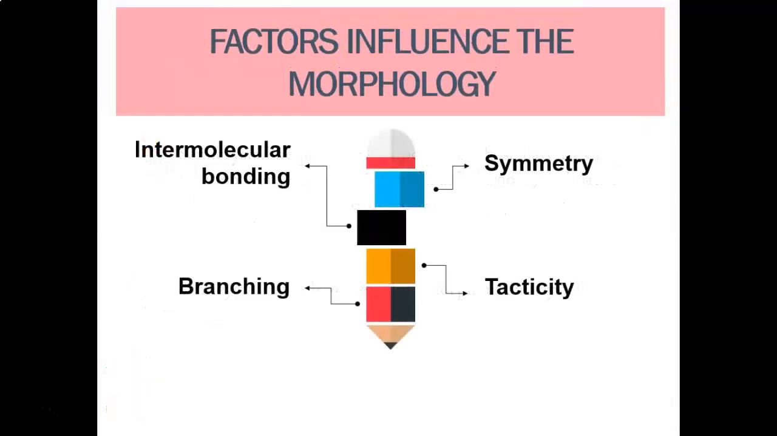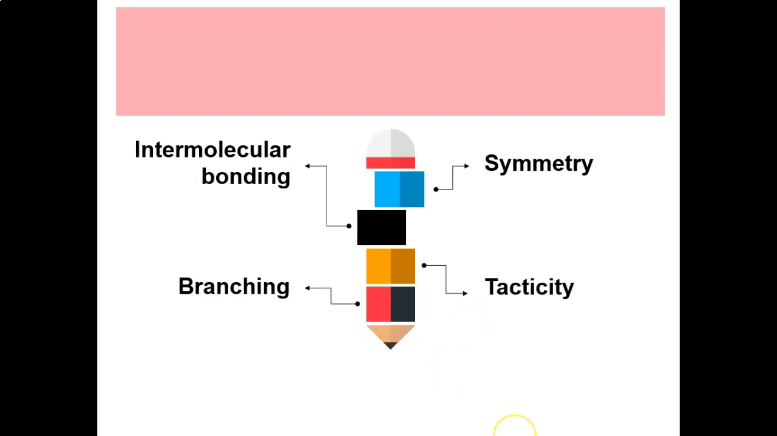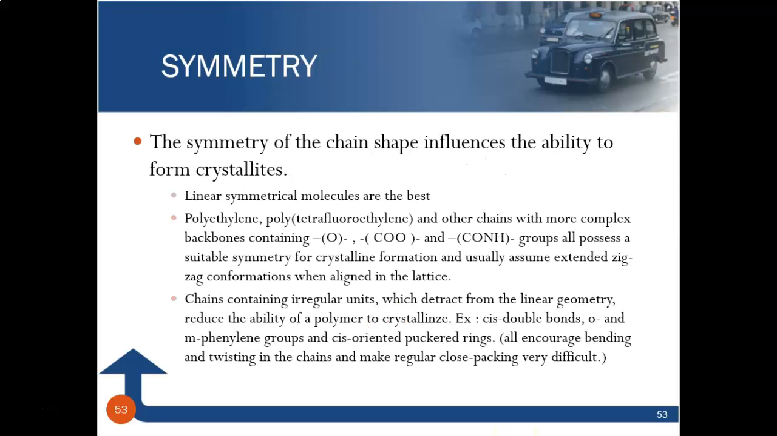Alright, look at the factors that influence the morphology. We have the intermolecular bonding, the symmetry, the tacticity, and also the branching. Okay, we look at the details of it. First, we look at the symmetry. What is the symmetry? The symmetry of the chain shape influences the ability to form crystals. The symmetry is like we noticed in our previous slide, which is the linear.